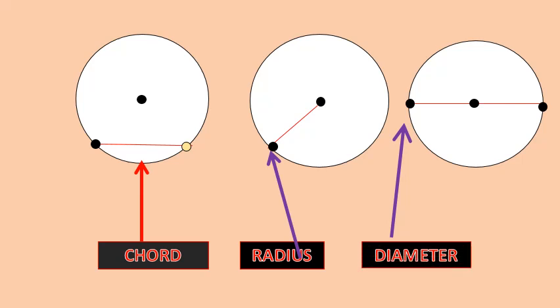Now, if we draw a line in the circle that touches the center of the circle, the circle is divided into two parts. This line is called the diameter.